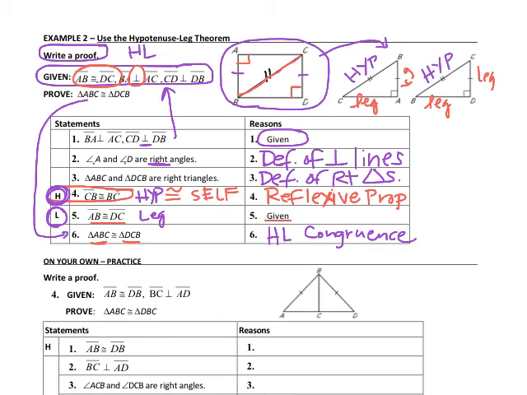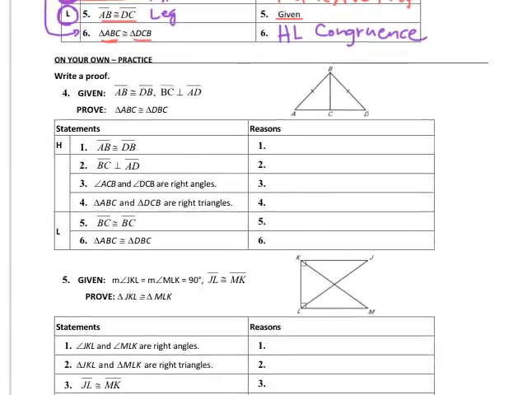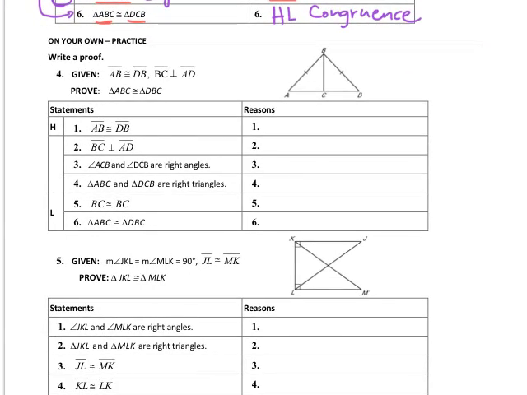So, let's go ahead and have you do the next two, which are the on your own practice problems. Go ahead and give it a try. Of course, you should be using a pencil, so just make sure you're looking to find out which things are given. So here's the stuff that's given in this one. Take a look at the diagram as well. Make sure that you can see what you need to see there. And then notice that I've given you a little hint here, the H and the L. So the last thing for the last reason should be the hypotenuse leg congruence, correct?